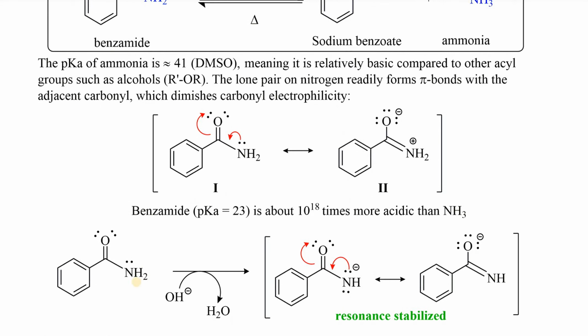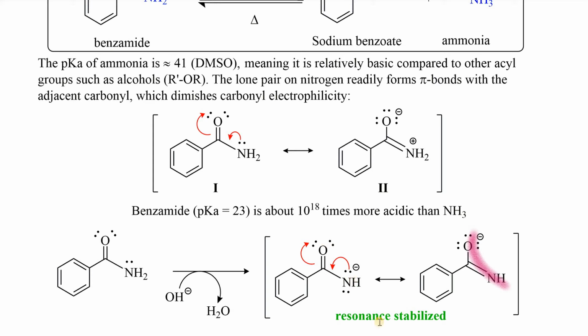So theoretically, if this hydrogen is removed, we form a negative charge here and an extra lone pair. But just like we showed here, this lone pair can be involved in resonance with the carbonyl, which means this negative charge is effectively spread over a larger area right here, which contributes to stability. So now let's get into the mechanism.